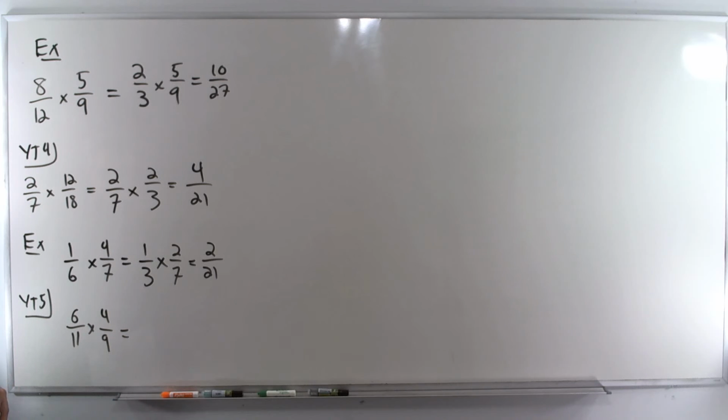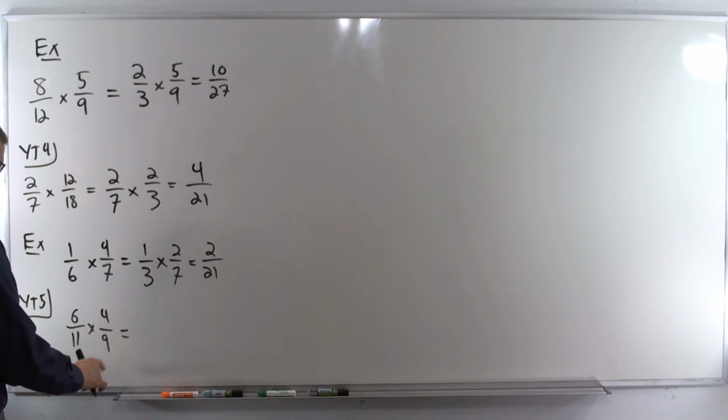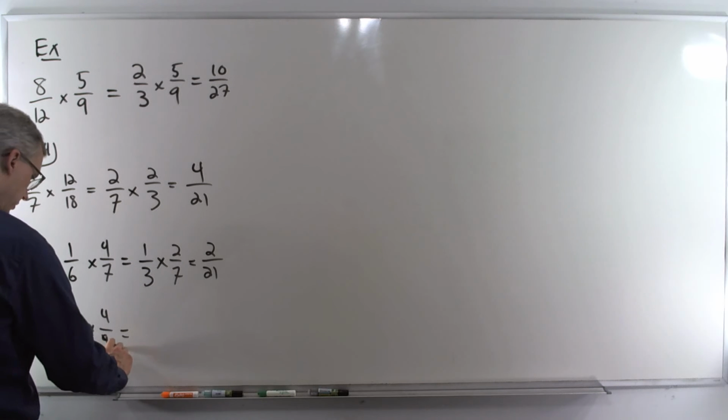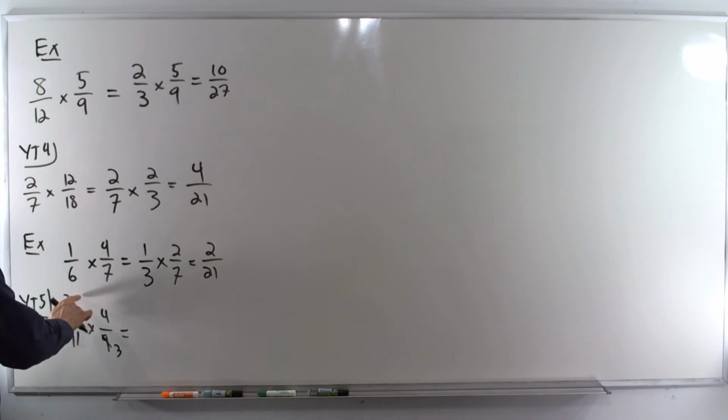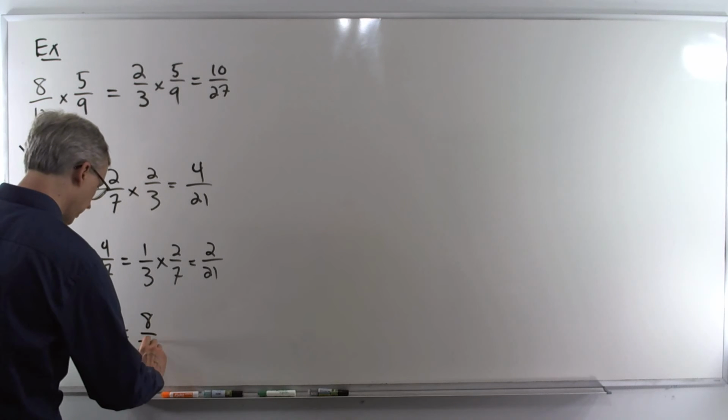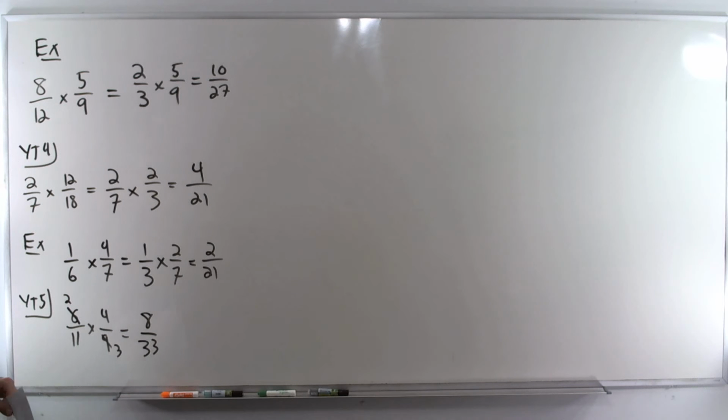6/11 times 4/9. So 4/9 can't be reduced. 6/11 cannot be reduced. But 6 over 9 can. Dividing by 3, we get a 2 here and a 3 here. 2 times 4 gives us 8. 11 times 3 is 33. 8 over 33.